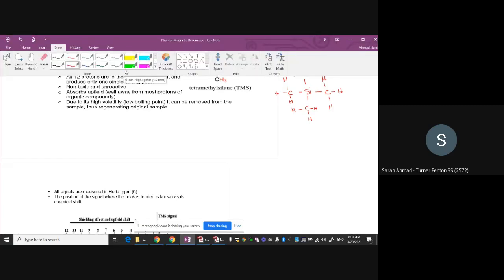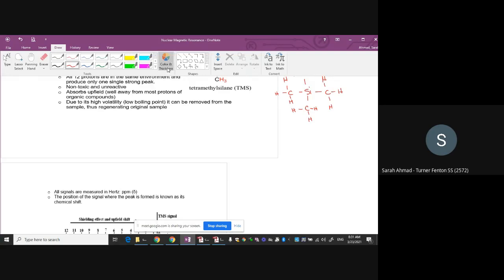So shielding is reserved for groups that are influenced very minimally by neighboring electronegative atoms that pull electron density away. Okay, so these guys are not de-shielded, or they're very well shielded. Things that are next to highly electronegative atoms like nitrogen, oxygen, or a halogen are more de-shielded because you're taking electron density away and exposing the nuclei.